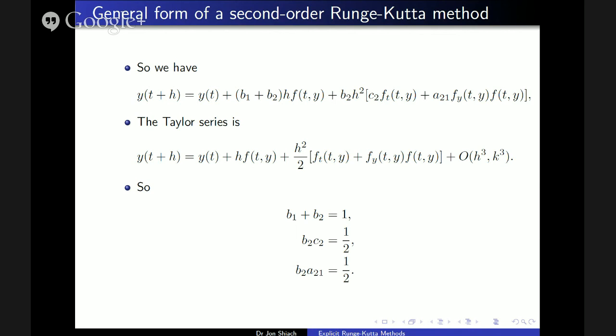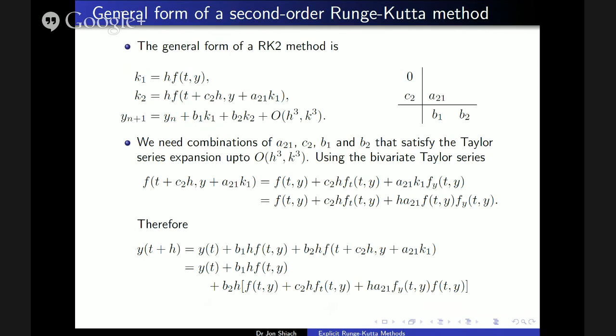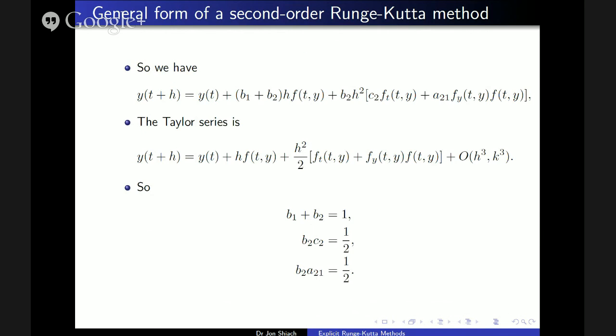So this was using that horrible bivariate Taylor series, all that gumph. This is what I wanted. So in order to get this, I need to satisfy these equations. This is what we call the order conditions. When I ask you in an exam to derive a Runge-Kutta method, I'm not going to ask you to do all this. Is there a bit of a relief there? I'm not asking you to do that. What I'm asking you to do is solve this system.